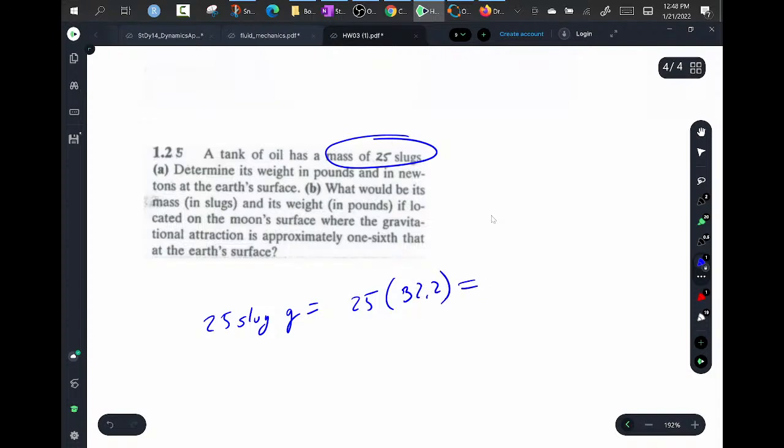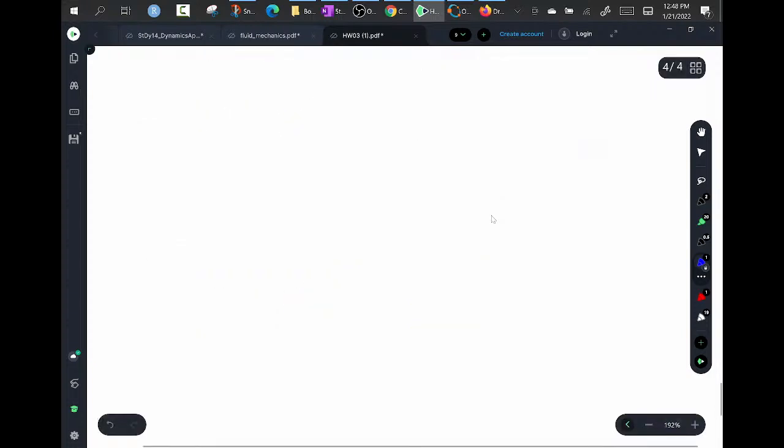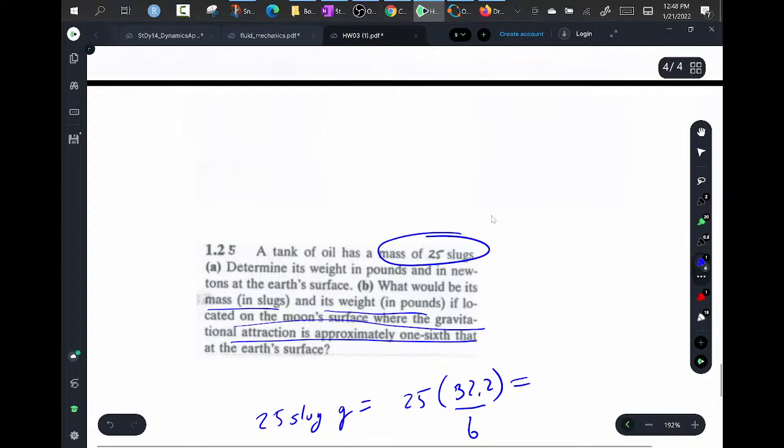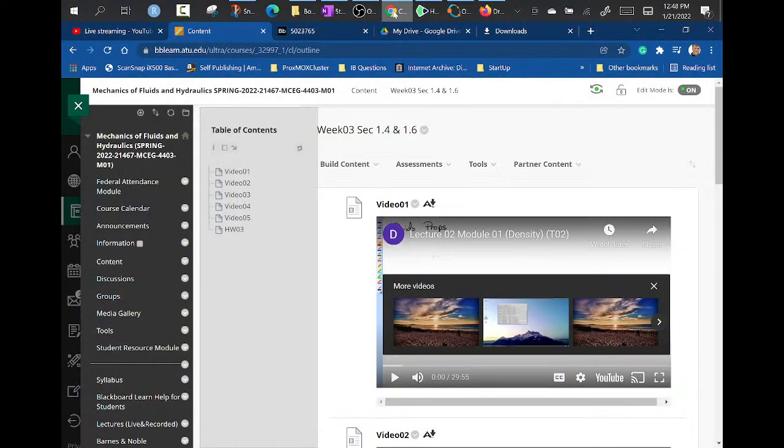Now, let's see, what would be the mass in slugs and its weight in pounds if it's located on the moon where the gravitational attraction is 1/6? Divided by 6, and that's going to be your number. And that's it. So we got 2 minutes left. Let me bounce back. So that covers week 2 and 3 homework.